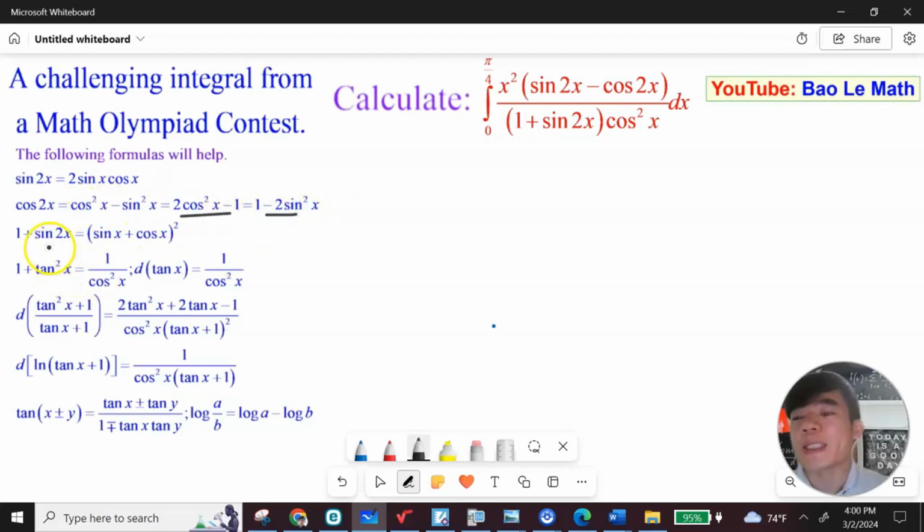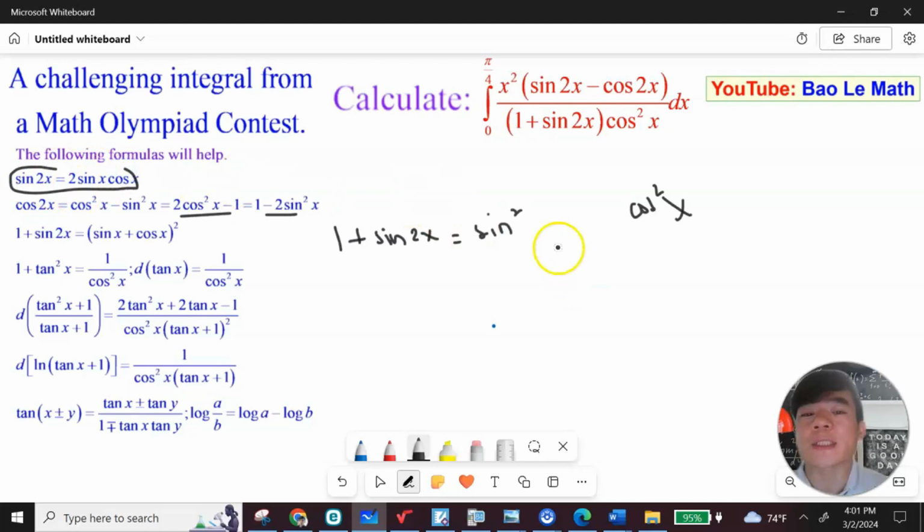Next one, 1 plus sine 2x. The 1 means sine square plus cosine square, right? And sine 2x comes from this formula right here, so plus 2 sine x cosine x. And this is actually a complete square, so it's equal to (sine x plus cosine x) square.